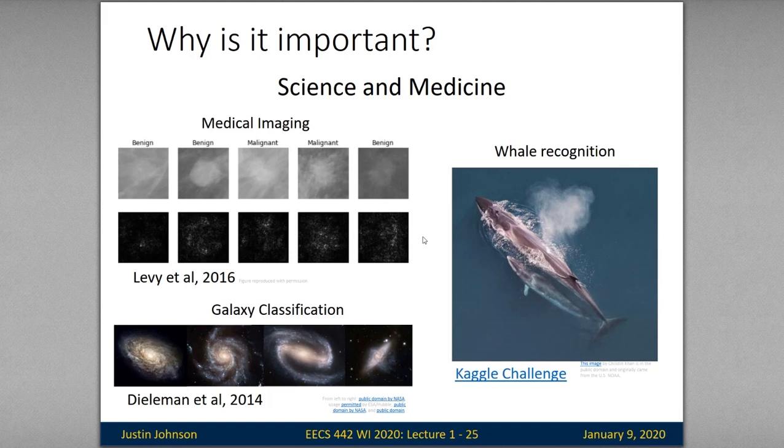Then in science and medicine there are also plenty of future application areas. Medical imaging is maybe one of the most important ones. So computer vision is also used for detecting, for example, various types of cancer from X-ray images. And then there are some, let's say, more natural sciences oriented applications like galaxy classification and whale recognition and so on.